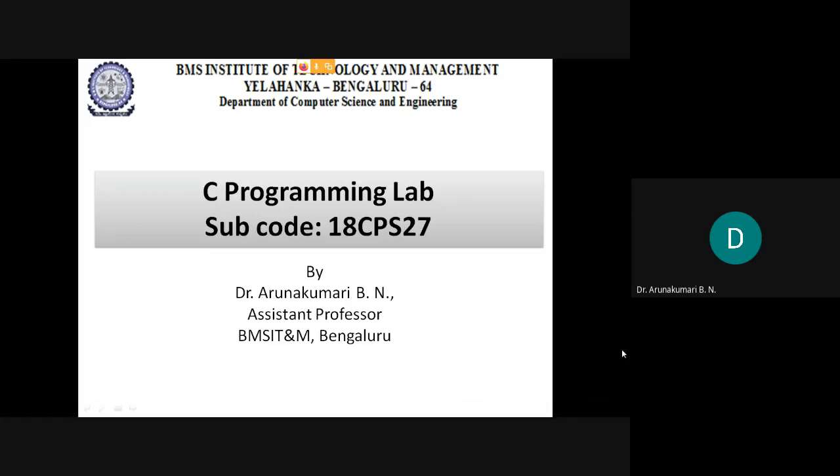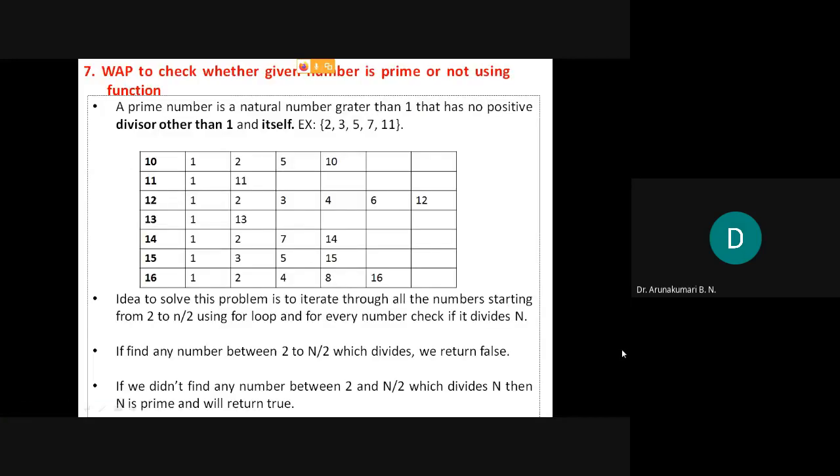Hi, good morning, everyone. In today's session, we'll see another program, that is, write a program to check whether a given number is prime or not using a function. First, we'll see what is a prime number. A prime number is a natural number greater than 1 that has no positive divisor other than 1 and itself.